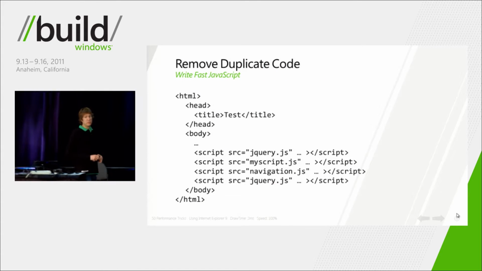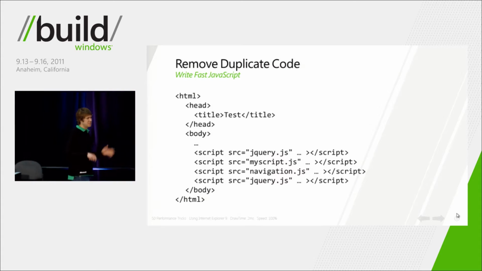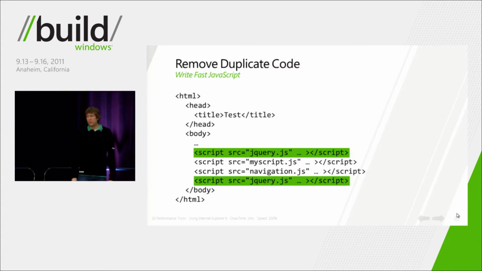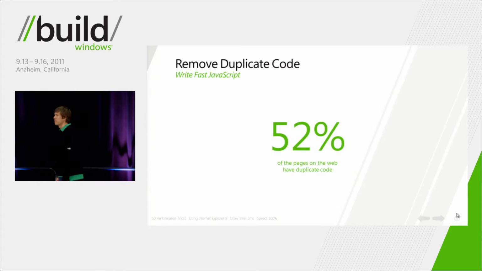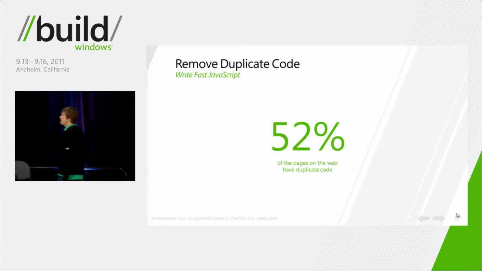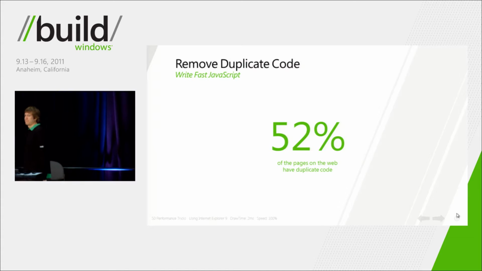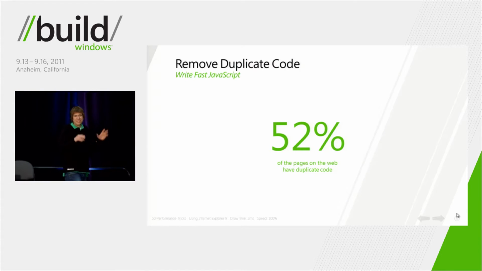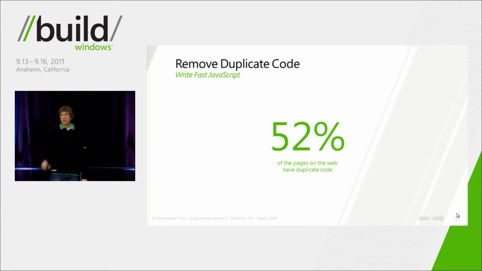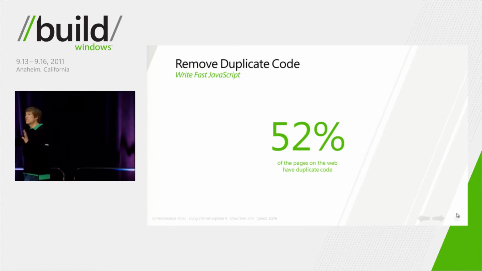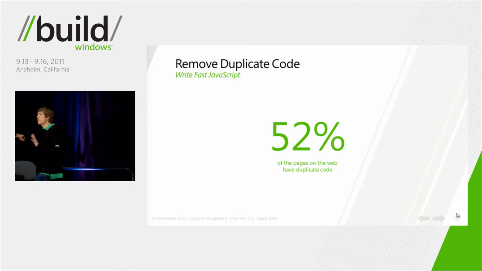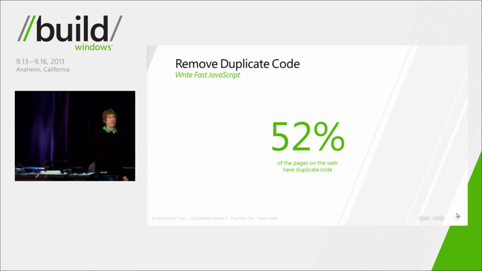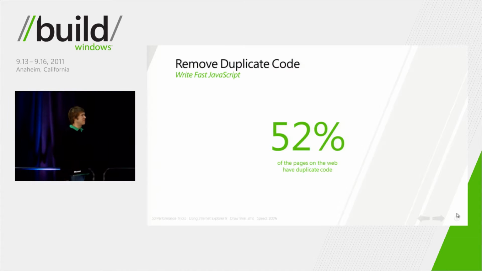Make sure that you remove duplicate code. This one often gets a chuckle, right? This is kind of an extreme case where we have 2 instances of jQuery in our application. 52% of the pages on the web have duplicate code. And I'm not talking about, we've all copied a little string copy routine or a snippet of code around. I'm talking about large swaths of code where there's more than 100 lines of identical code that instantiate identical types in a page. 52%.